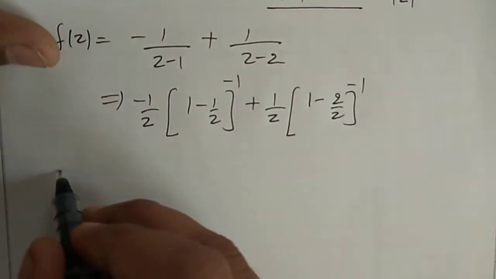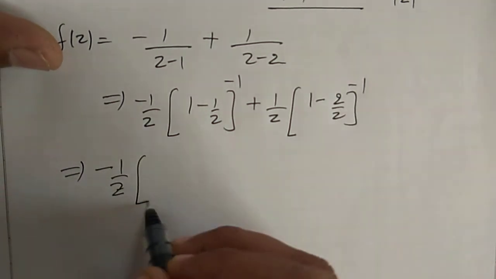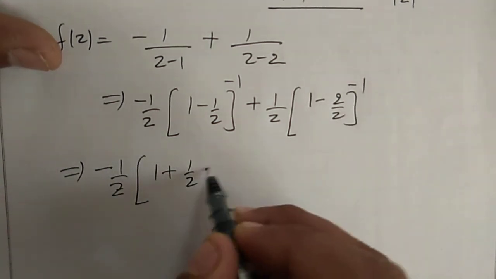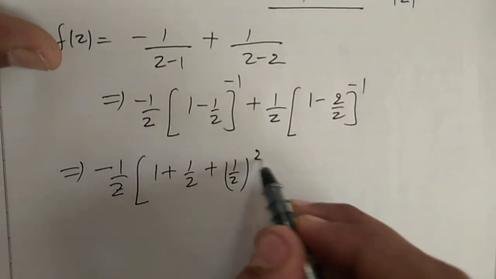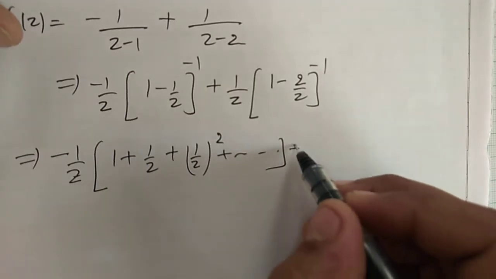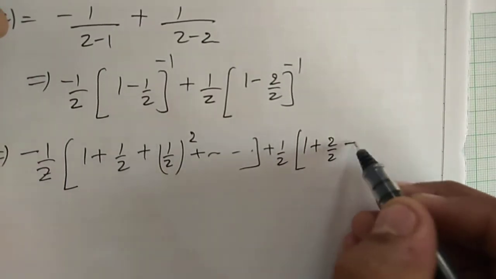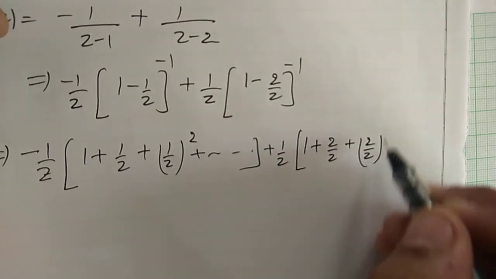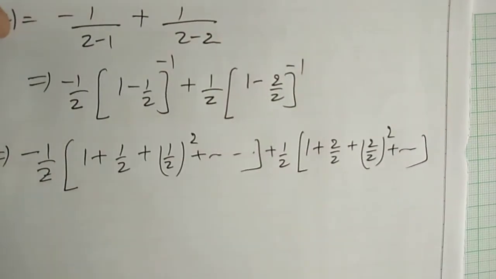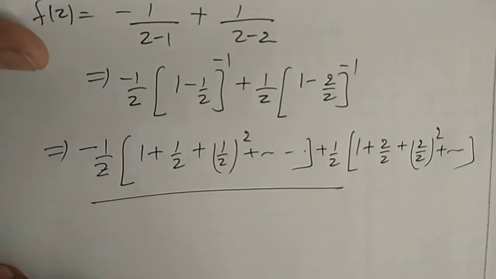Now we have the binomial expansion: -1/z (1 + 1/z + (1/z)^2 + ...) - 1/z (1 + 2/z + (2/z)^2 + ...). So this is the Laurent series expansion.